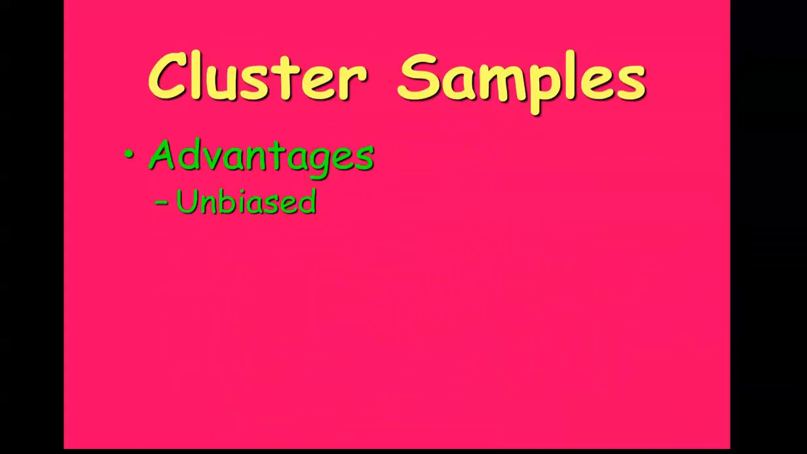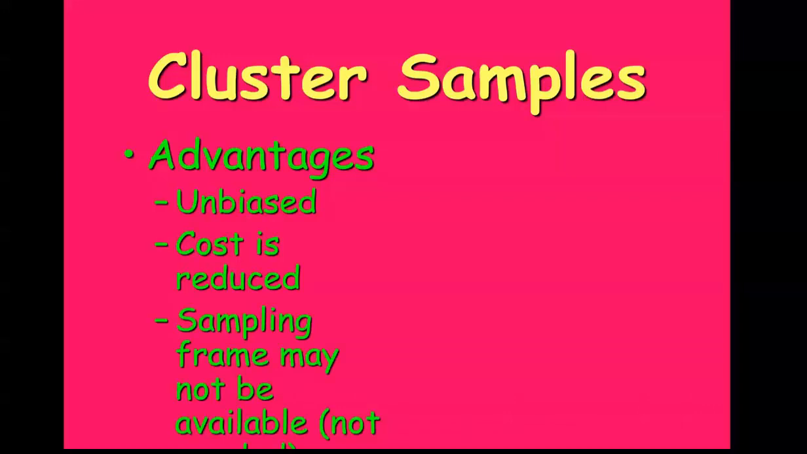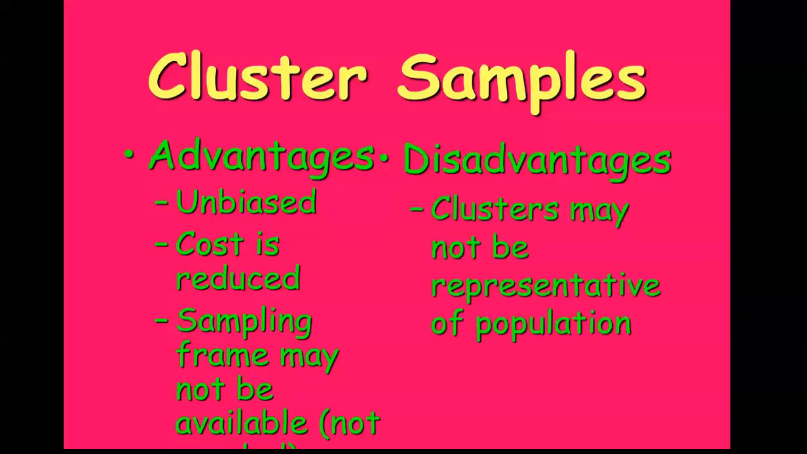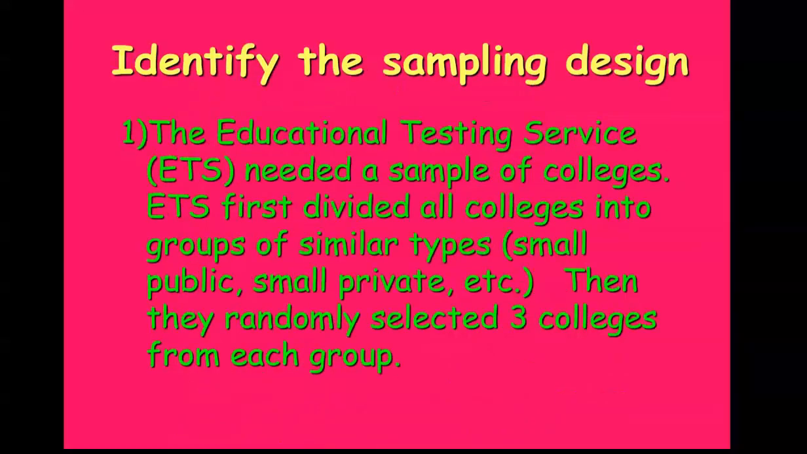Okay, cluster advantages, unbiased. It's real easy to pick a location. Everybody's already there. And I might not even need a sampling frame, especially if I'm just picking a general region that I'm going to sample. But again, disadvantages, it might not be representative of the population. And again, the formulas can be complicated.